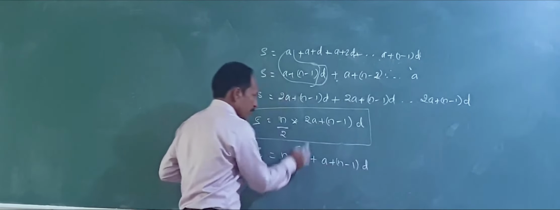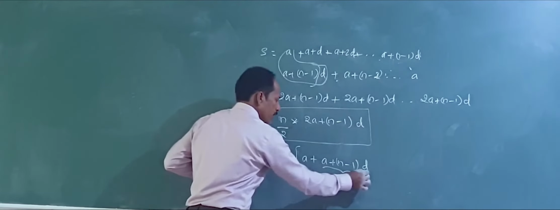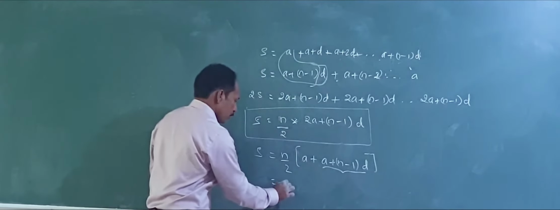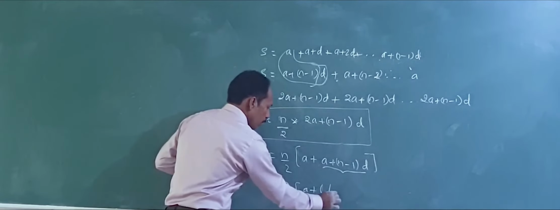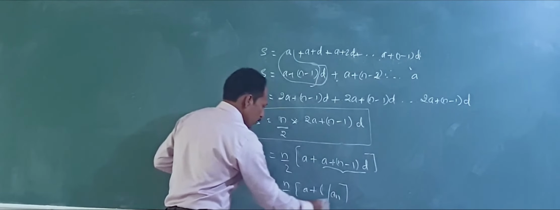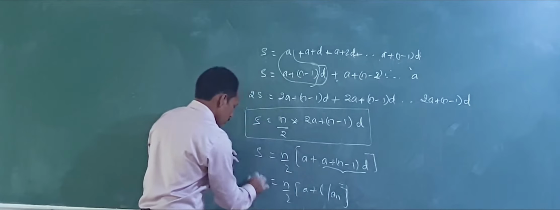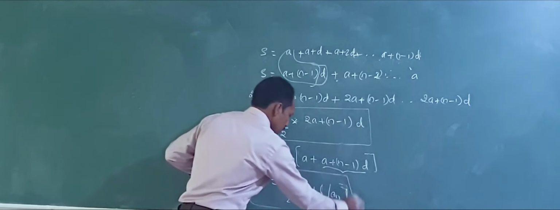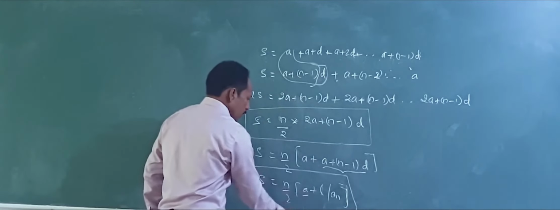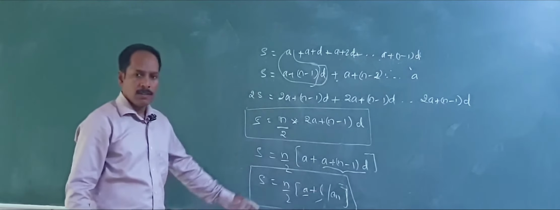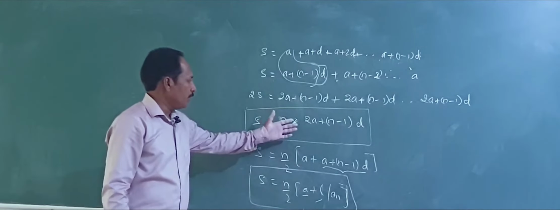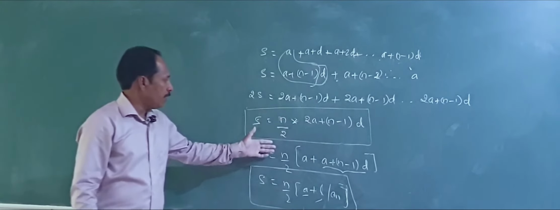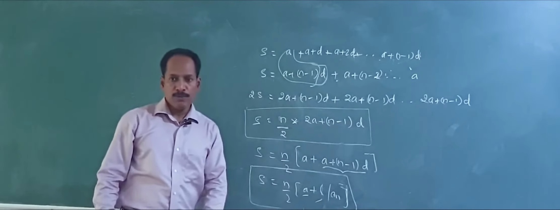So when I write 2a as a plus a, n minus 1 as it is, this one we are familiar with, that is the last term. So S is n by 2 into a plus L, or you can also use an. Using this you can find the sum when the first term and last term are given and the common difference is not given, and when the common difference and n and everything is given, I can use the other formula to find the solution.